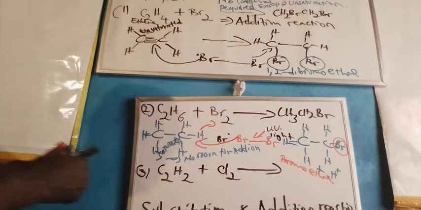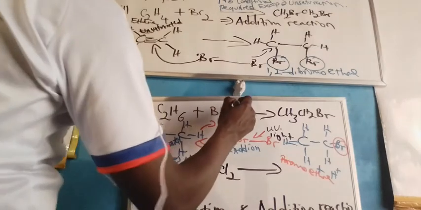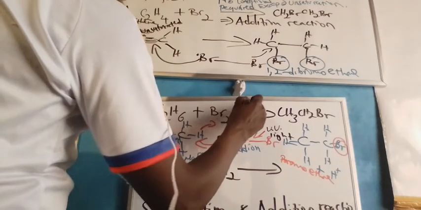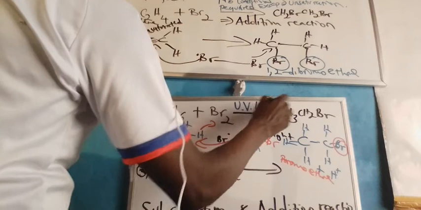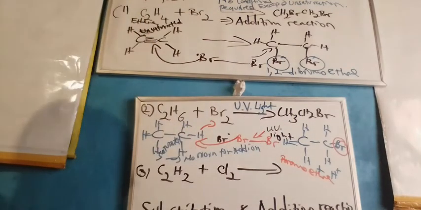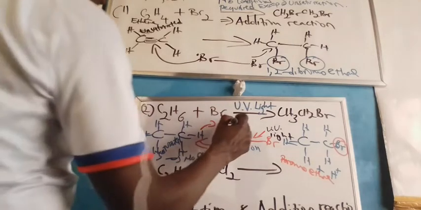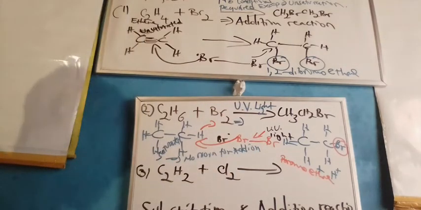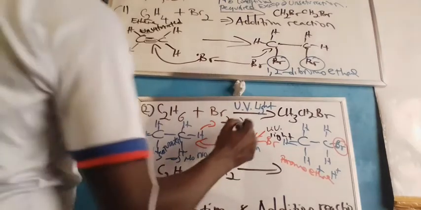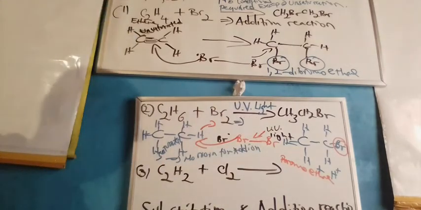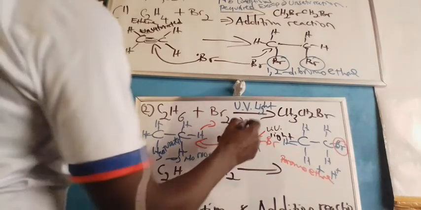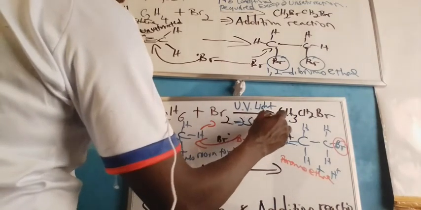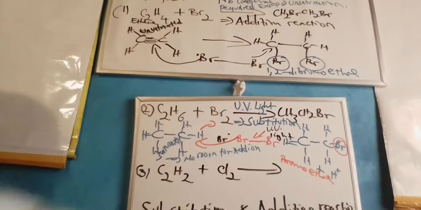bromide. The reaction condition, we have said, is the presence of ultraviolet light. Period. And therefore, the reaction in which a saturated hydrocarbon meets the halogen does not proceed in the absence of UV light, but in the presence of UV light, it undergoes a replacement of a principal hydrogen in the process referred to as substitution. Therefore, saturated hydrocarbons undergo substitution reactions in the presence of ultraviolet light.